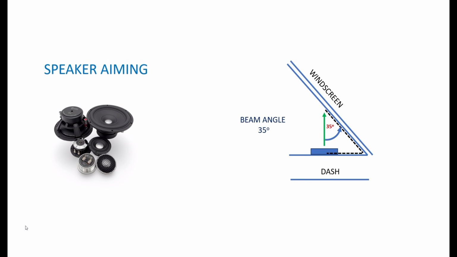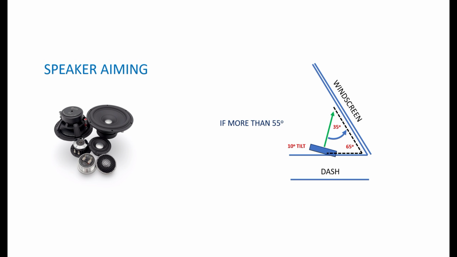And that's great if you've got a windscreen that is 55 degrees to the dash or the mounting plate, but what happens if you don't? Well, let's say you have a windscreen that is more than 55 degrees, right? So let's say it's 65 degrees. Well, what you should do in this case is then tilt the speaker towards the windscreen so that this angle is now back to 35 degrees, right? So you might put a 10-degree tilt on it, something like that, right? So that's when the windscreen is more than 55 degrees.